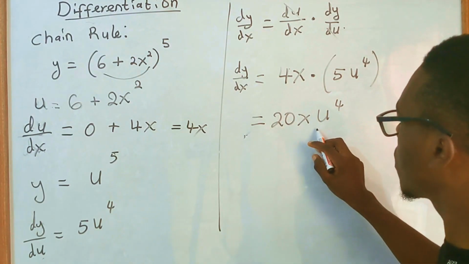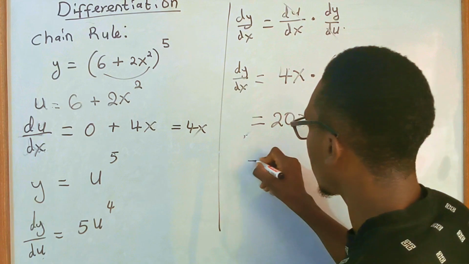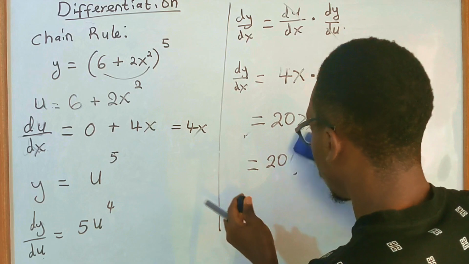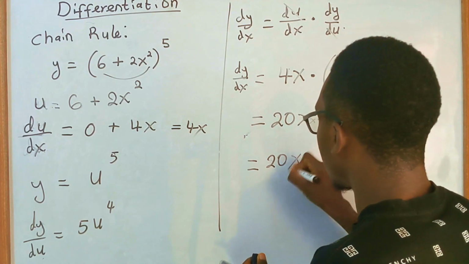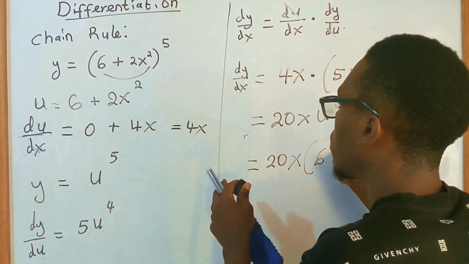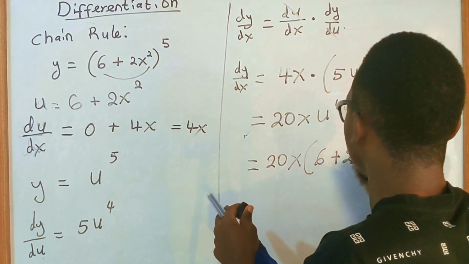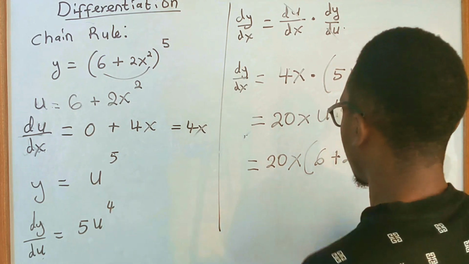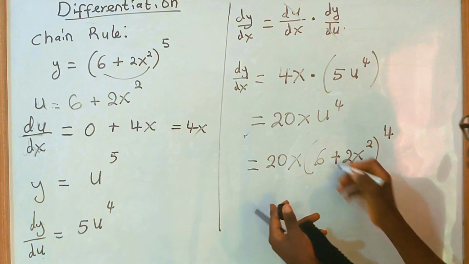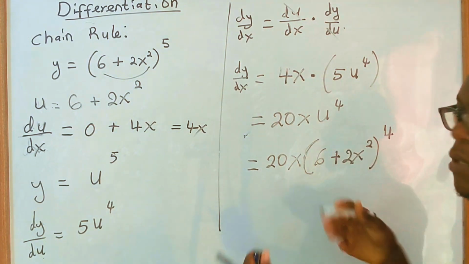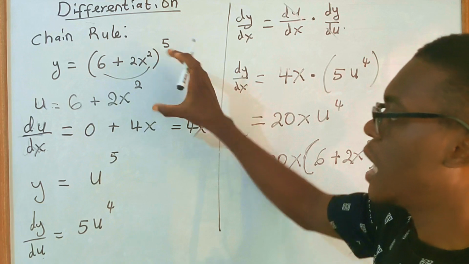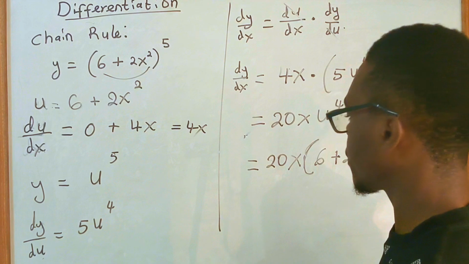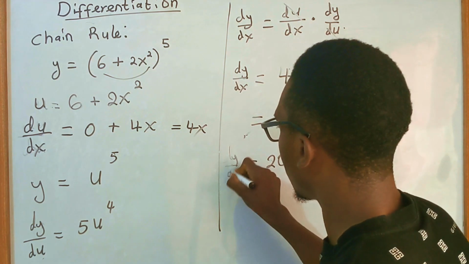Note that u is equal to 6 plus 2x squared, so that will be equal to 20x times (6 plus 2x squared) all to the power 4. That is actually our final answer. You can just leave it at this point, because further expanding will take you a lot of time and is not useful. What we want to know is the application of the chain rule, and you finally have this as your answer. Okay, that is dy over dx.